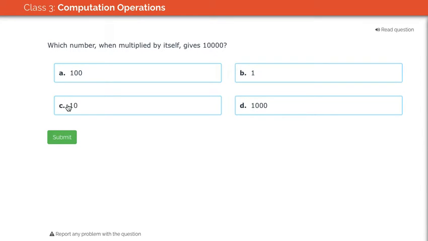Which number when multiplied by itself gives 1000? Let's see. 100. See how many zeros it has? 2. So 100 into 100 will be adding 2 zeros at the end, which is equal to this.